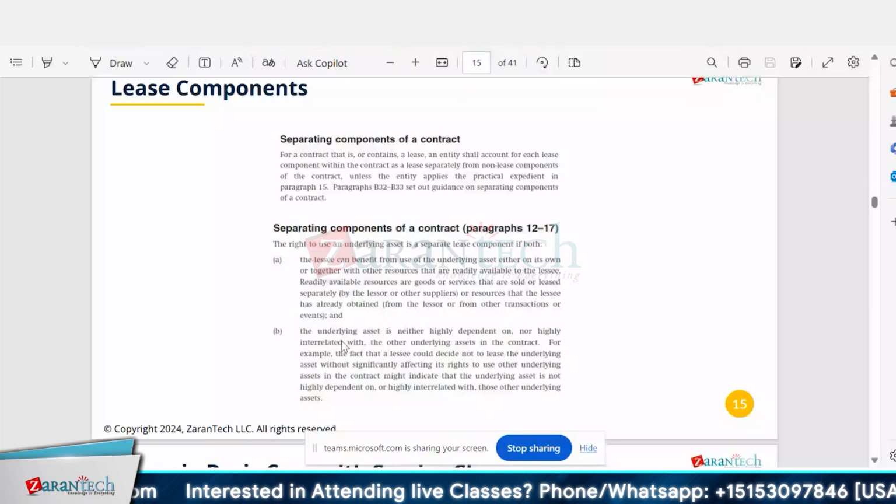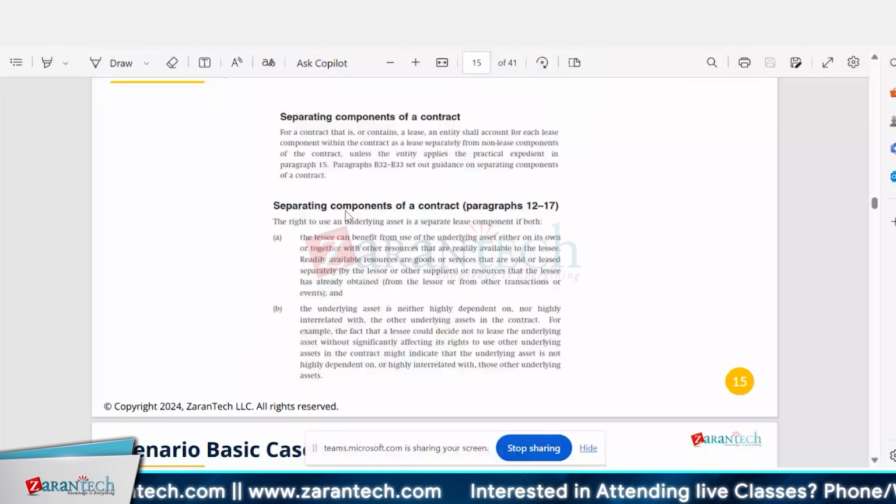Separating components of a contract. For a contract that is or contains a lease, an entity shall account for each lease component within the contract as a lease separately from the non-lease component of the contract, unless the entity applies the practical expedient in paragraph 15. Paragraphs B32, B33 set out guidance on separating components of a contract. So this is nothing but IFRS 16 paragraphs and standards references. Separating components of a contract, paragraphs 12 to 17.